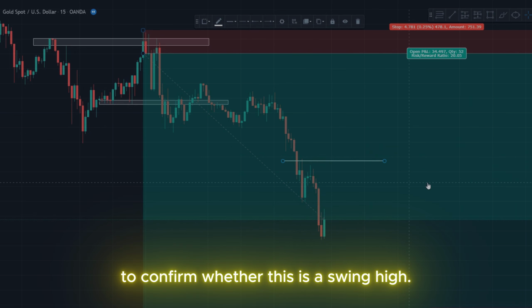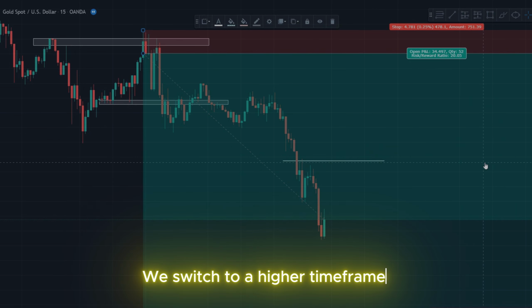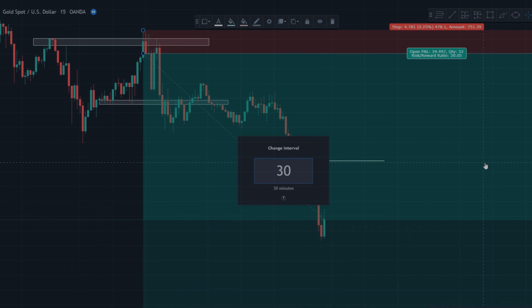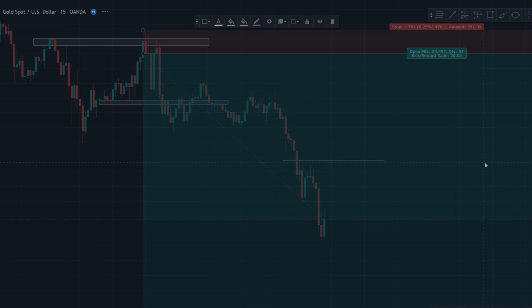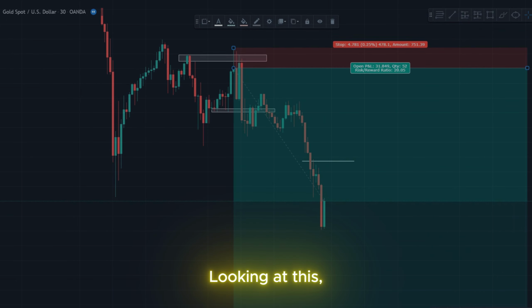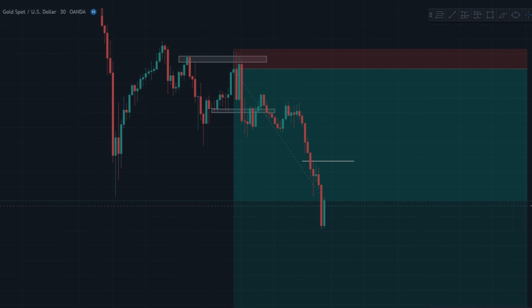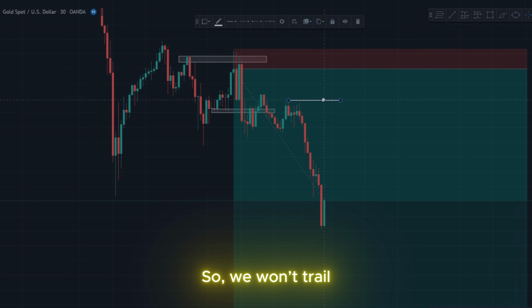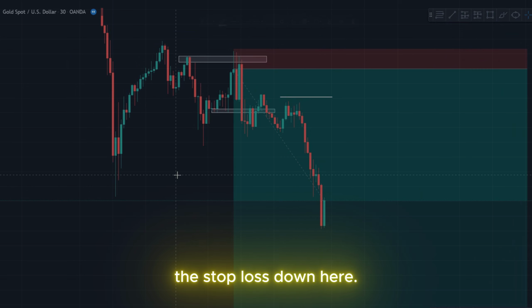To confirm whether this is a swing high, here's a small tip for you: we switch to a higher time frame, which is the 30-minute time frame. Looking at this, it's not clear at all. So, we won't trail the stop loss down here. We'll keep it up here.